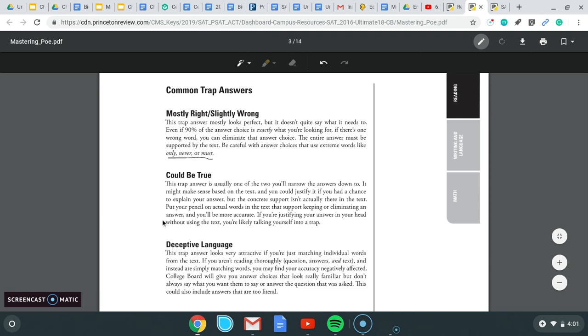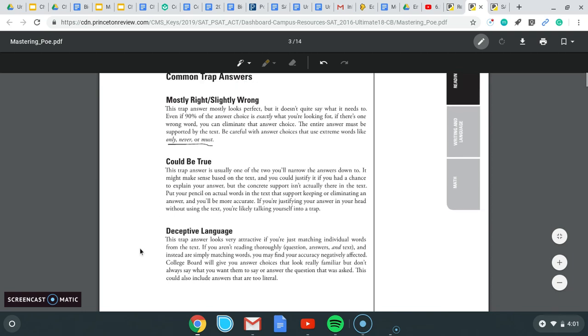So this is where following the steps of the basic approach is extremely important, because if you are not underlining in the text and predicting your answer, then you're going to be tempted to justify these could be true answers in your brain, because your brain's going to tell you that it's probably true. But if you go back and actually look at what the text says, then it's probably wrong.